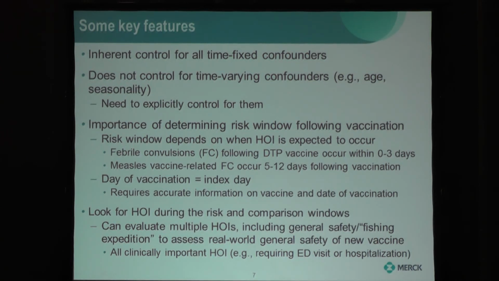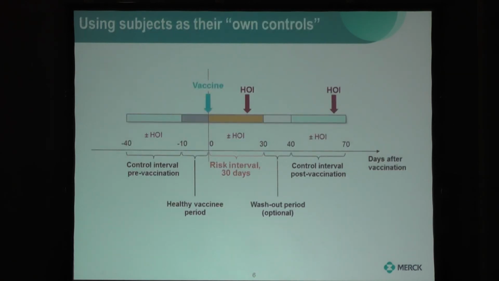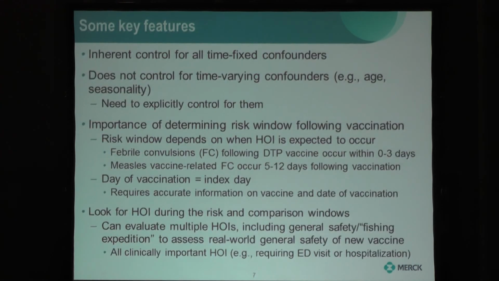You use the day of vaccination as your index day, but as we said, typically this information is fairly available and accurate. On the outcome side, in this graph that we have, you look for the occurrence of the events after vaccination in the risk window and in the comparison period, and you compare basically the incidence or the occurrence of these events. You can also look at multiple events if you want in the same study.